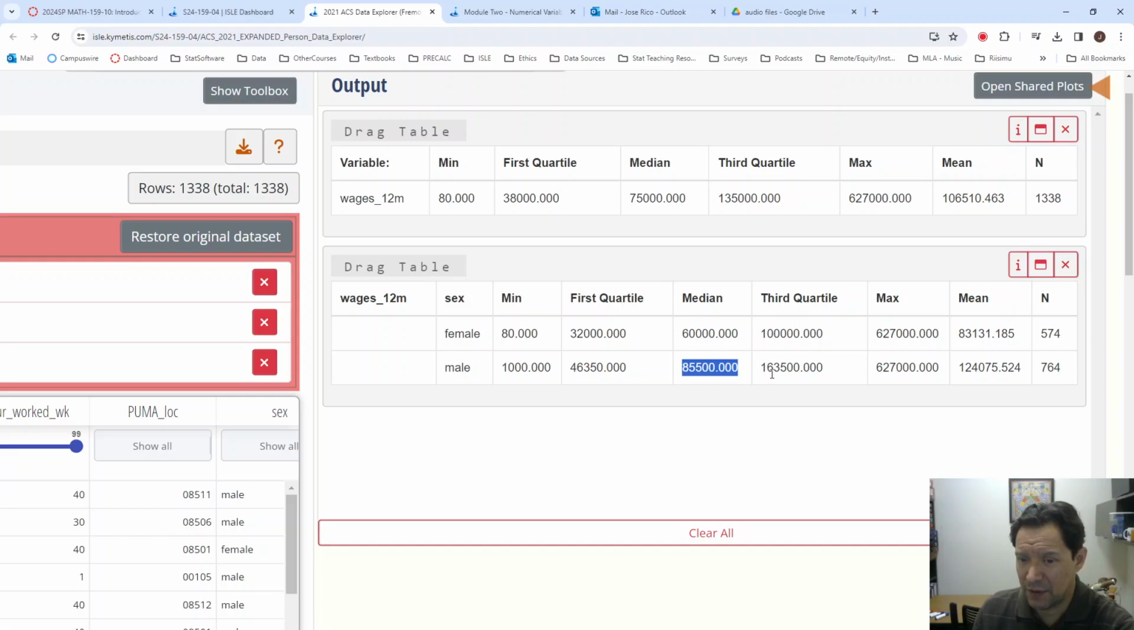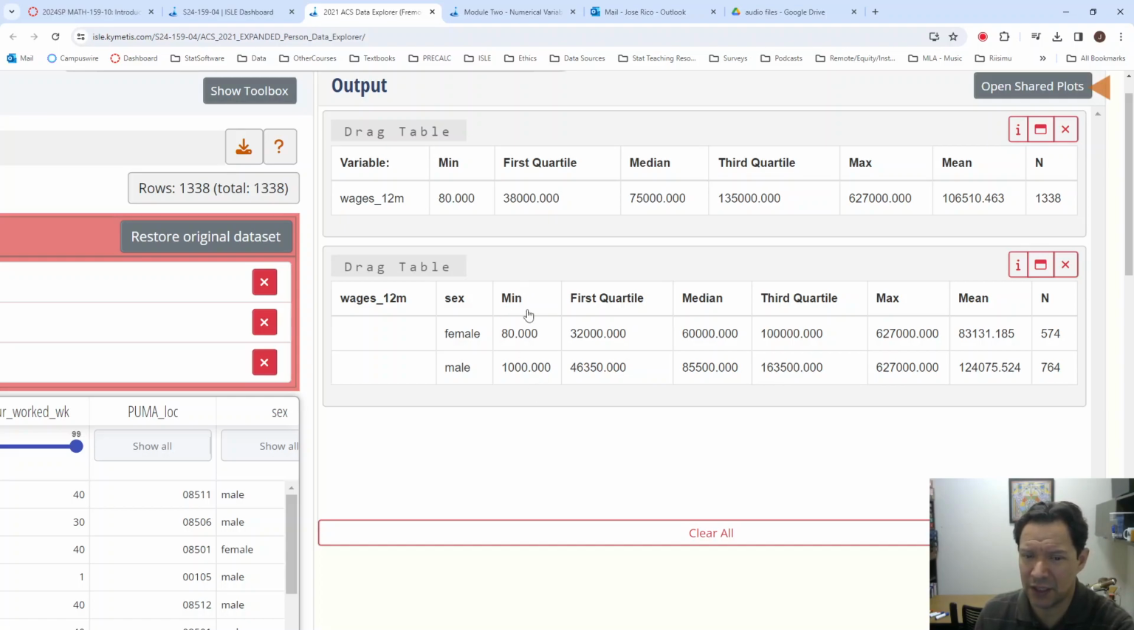So that's definitely the biggest extreme thing here, where you have this is your 75th percentile. Your Q3 is at 163 versus 100, and then the mean, 83 versus 124, that's like a $40,000 difference between the averages. So, at the end of the day, I would say the male has higher summary statistics across all levels, first quartile, median, third quartile, and the mean. Maxes are the same. Mins are not that much different, 80 versus 1,000.